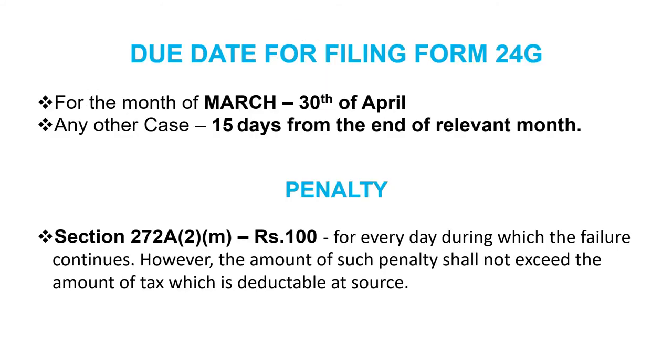So what is the due date for filing Form 24G? In the case of March, the due date is 30th of April, and for any other month, it is 15 days from the end of the relevant month. The penalty for non-filing of Form 24G is ₹100 for every day during which the failure continues under Section 272A, Sub-section 2, Clause k. However, the amount of such penalty shall not exceed the amount of tax which is deductible at source.